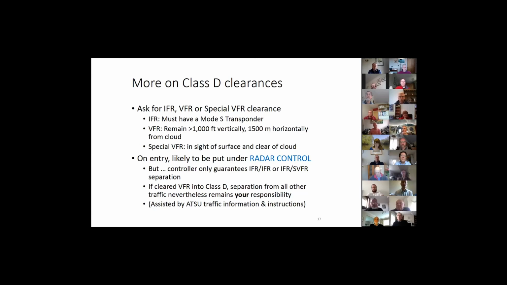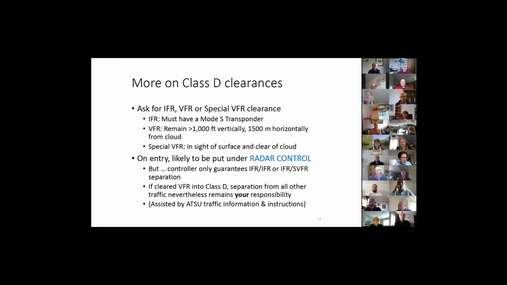The thing to remember about VFR in Class D is that you must remain more than 1,000 feet vertically and 1,500 meters horizontally from cloud whilst you're inside the airspace. If you get a special VFR clearance, then the restrictions go down to being in sight of the surface and clear of cloud. Now, on entry, you're liable to be put under radar control.